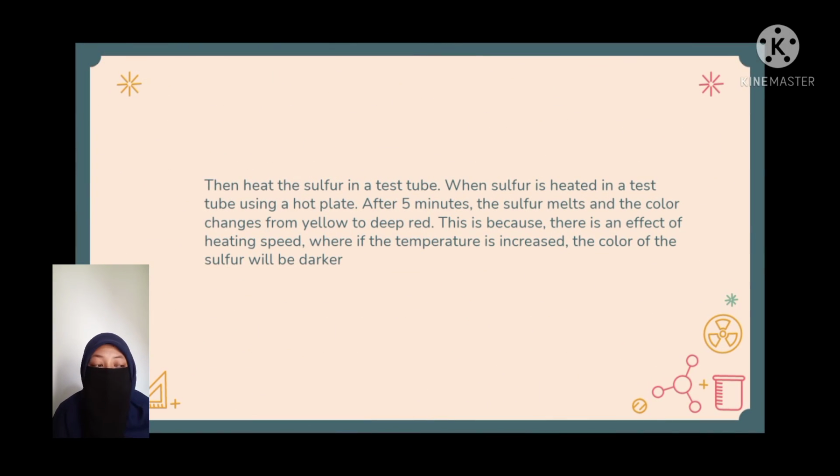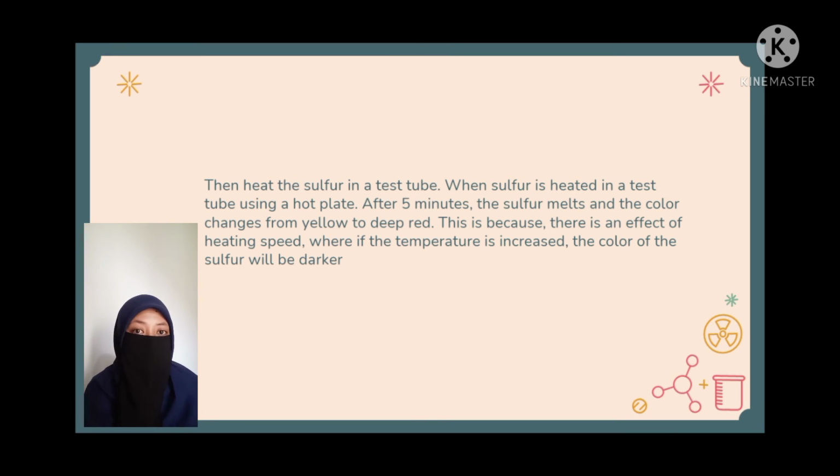Next, they heat the sulfur in a test tube. When sulfur is heated in a test tube using a hot plate, after 5 minutes the sulfur melts and the color changes from yellow to deep red. This is because of the effect of heating speed: if the temperature is increased, the color of the sulfur will be darker.